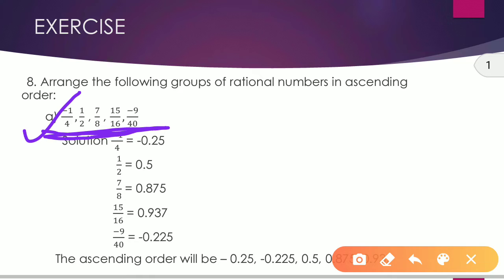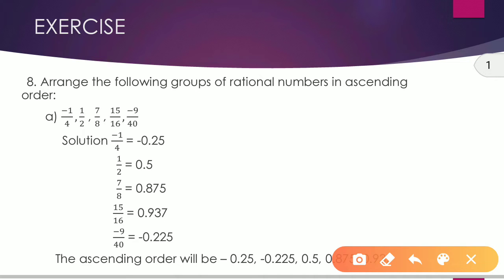You can solve this question by any of the methods, but students, the decimal method is easier than the denominator method, so I'll go through with the decimal method. But if you want to solve this question by the denominator method, you are free to do so. So how to solve this question by the decimal method? First, convert all the rational numbers into decimal form.